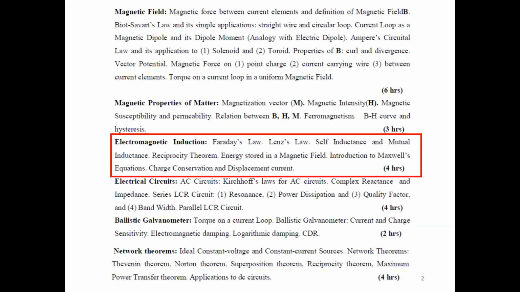And we would continue with the magnetic induction now. We have discussed Faraday's law and Lenz's law, how these things are defined. We'll get some idea about self-inductance and mutual inductance, the reciprocity theorem, and further get into Maxwell's equations.